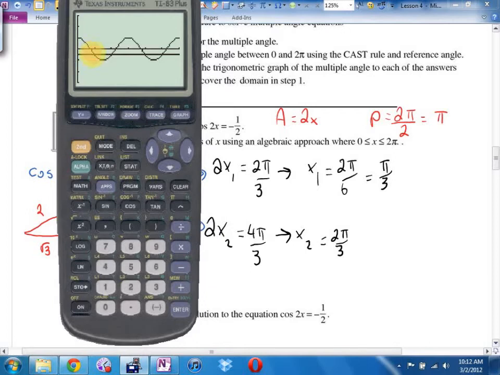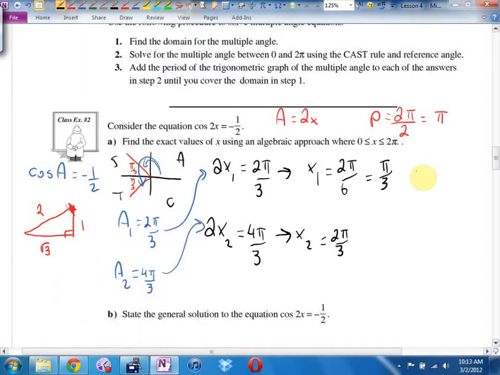I do agree that this one and this one go together, and they are separated by the period, which in this case, since there's a period change, is what? We take the first primary answer, add the period, that'll give us the next one. Take the second primary answer, add the period, that'll give us the next one. Except we're going to get even more clever than that. So x3 is the first answer plus pi.